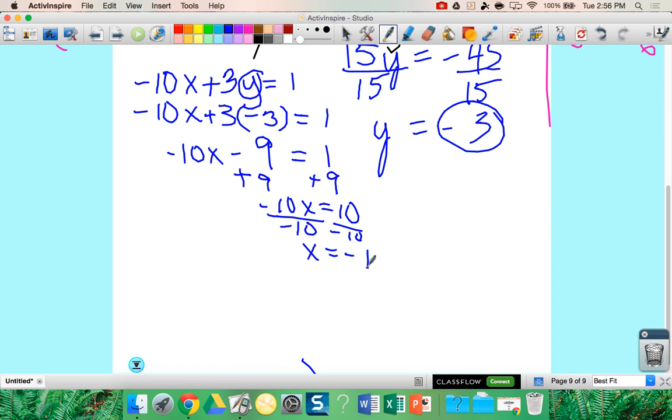So as of right now, what are we thinking our solution is? What ordered pair? Negative 1, negative 3. Good. What are we going to do to check that? Yes, you're going to substitute it into both original equations. Good. Both original equations. So, well, I already have one right there. So I'm going to use, remember this is your x value. That's your y value. I'm going to substitute those in.